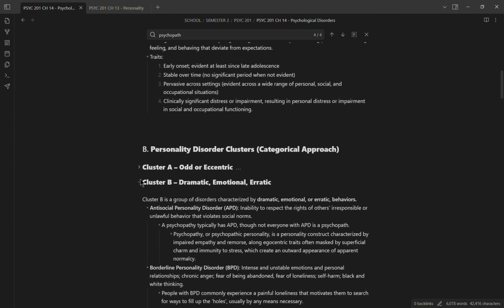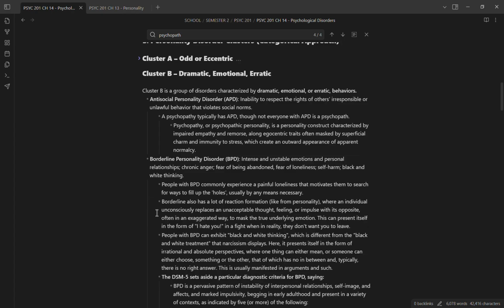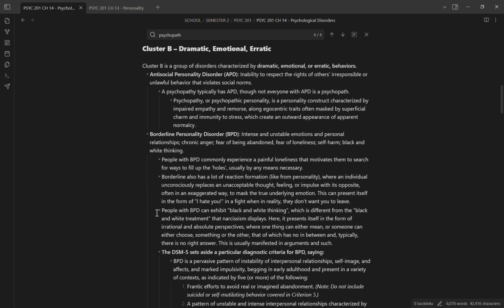Those are our cluster A's. Let's get into cluster B. Cluster B personality disorders are more dramatic, emotional, and erratic. This is when we're going to get into things that you've heard of before, like BPD, narcissism.